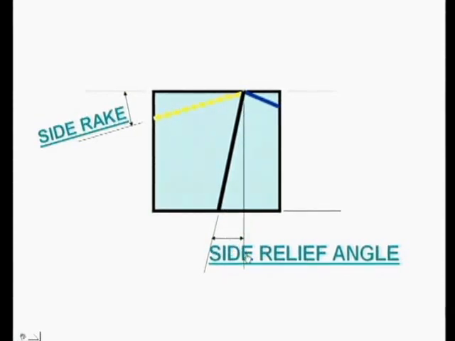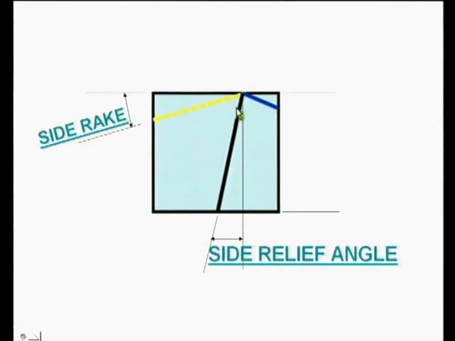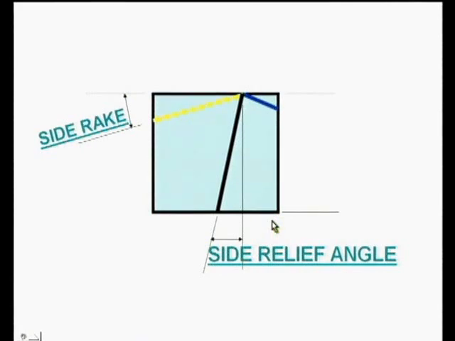So here in the end view, this is the nose, and this is the side relief angle. This is the side cutting edge, and the portion below the side cutting edge is the side flank. This side flank is slightly given a taper like this, and the angle with reference to the normal to the base is called the side relief angle. So when the relief is given for the side cutting edge, it is the side relief angle. Also, when the relief is given for the end cutting edge, it is called the end relief angle.